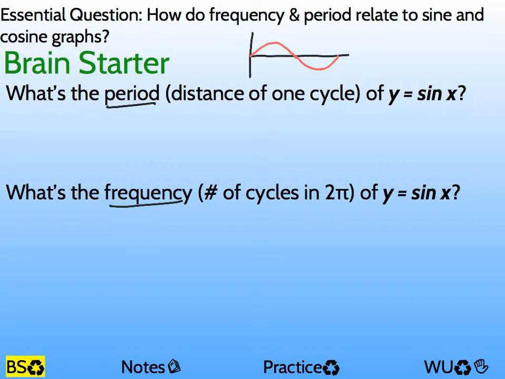So, the question is, what's the period, which is the distance of each cycle of sine of x? Well, as we mentioned before, this happens at 2 pi. So the distance of one cycle going from 0 to 2 pi is just 2 pi. Then, it asks what's the frequency, or the number of cycles that happen within 2 pi of that graph. And since we start here, and one cycle happens from 0 to 2 pi, the frequency is simply 1.